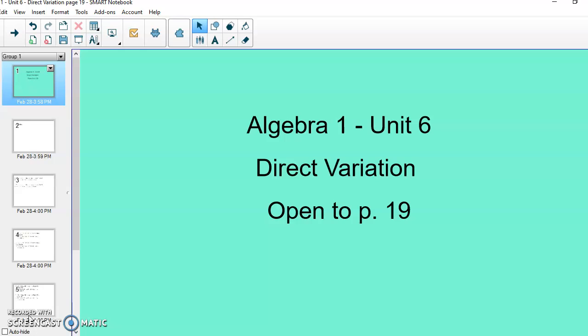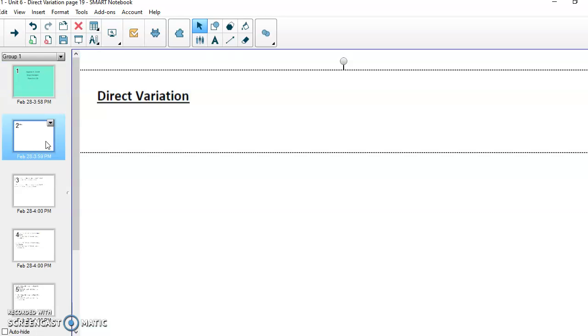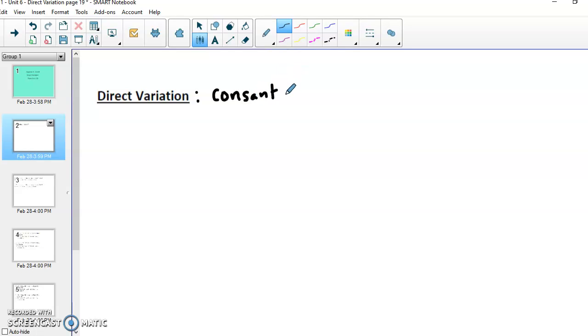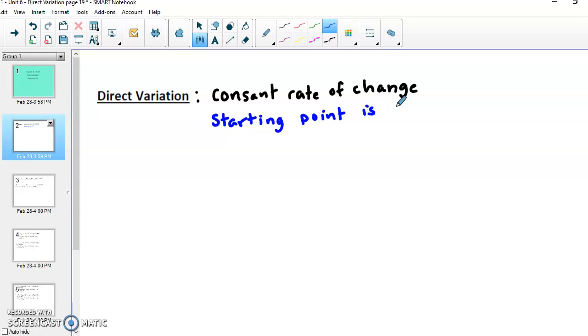One last video in Unit 6, and it's on direct variation. So please open up to page 19. Direct variation is when there is a constant rate of change, but more specifically, this is the important piece, the starting point is always 0. The starting point is 0.